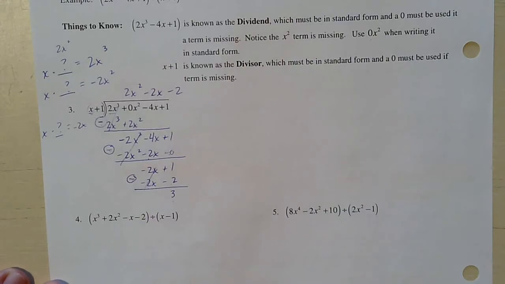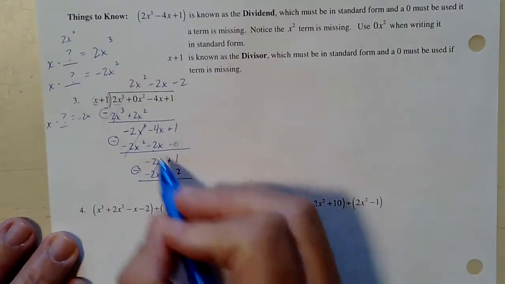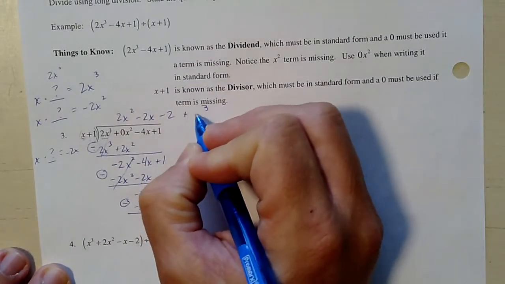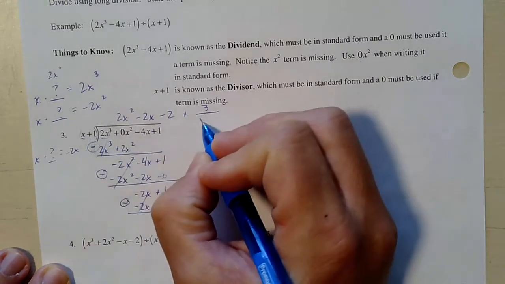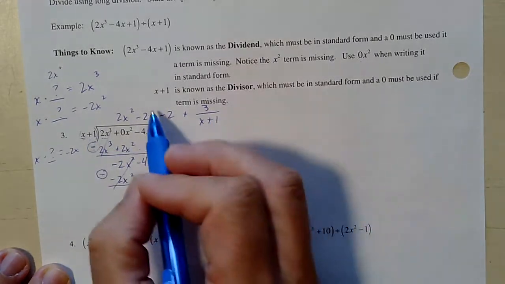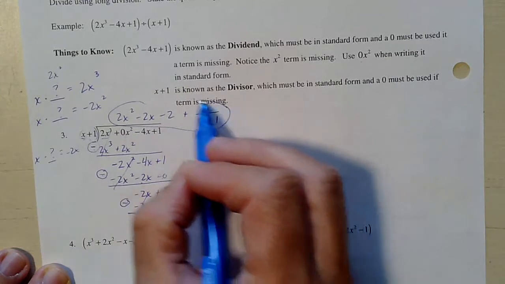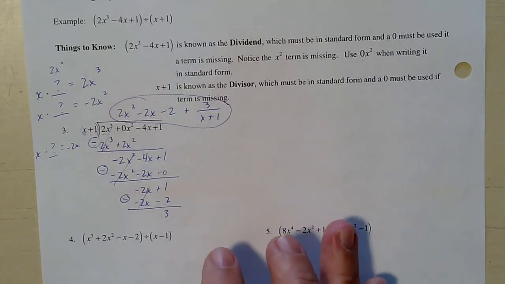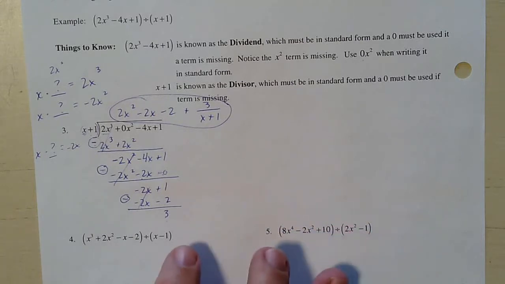So here's how you write the remainder. Just like we talked about up here, it was 2/4. Now it's going to be 3 over my divisor. So we say plus 3 over x plus 1. There's the answer to problem 3. Okay. All right. Why don't you try 4?